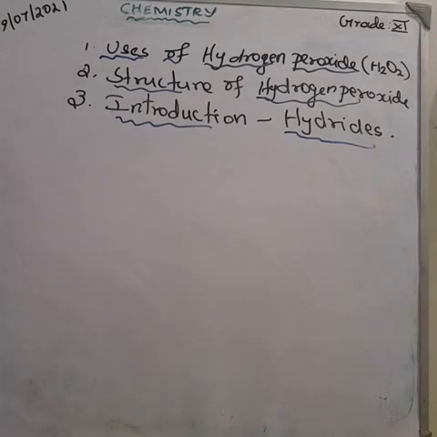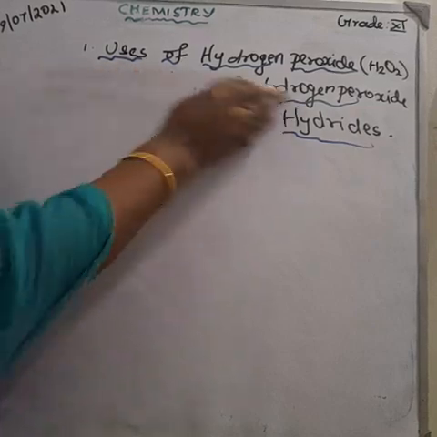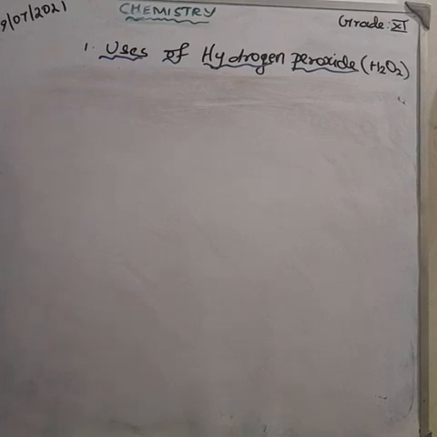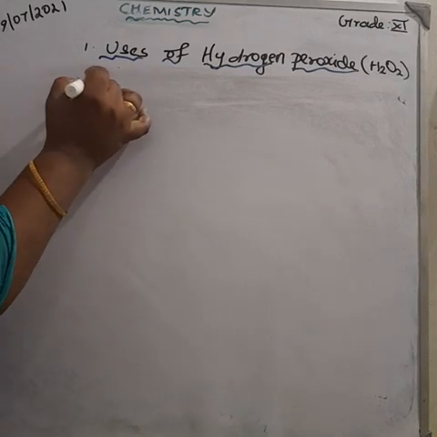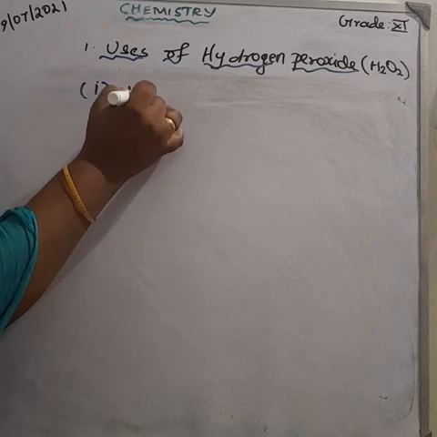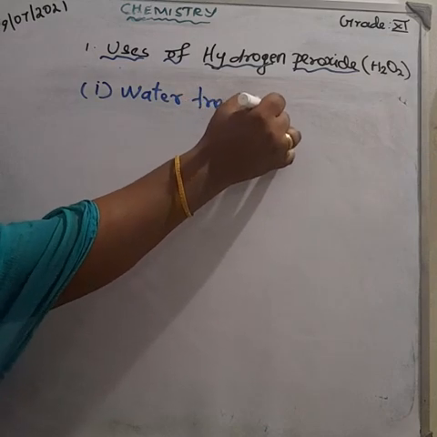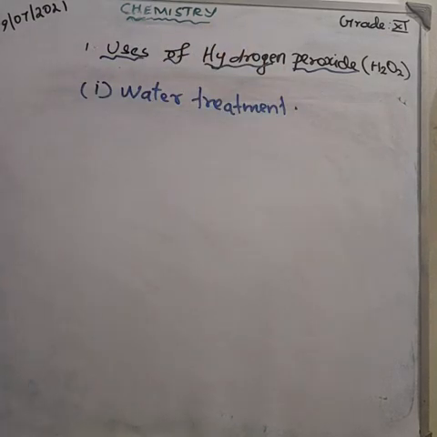First, the uses of hydrogen peroxide. Hydrogen peroxide is used in water treatment. How is it used in water treatment? If the water contains many metallic pollutants, for example near industrial areas, many metals like lead, iron, and copper are dissolved in the water.